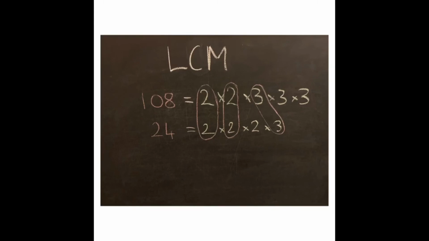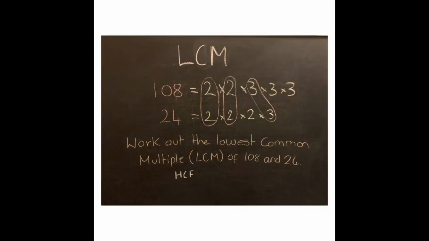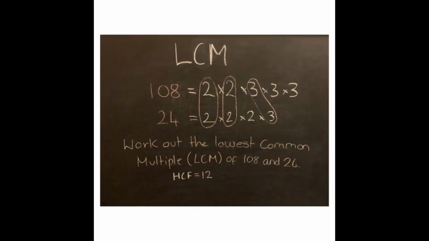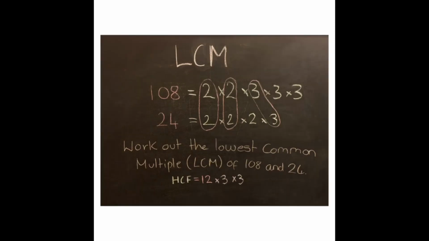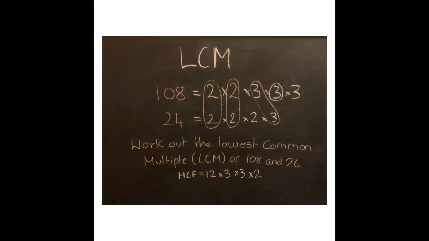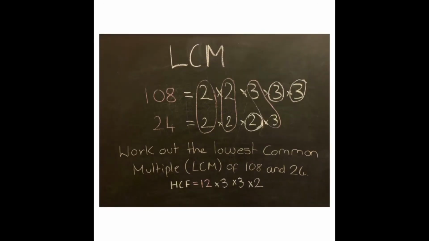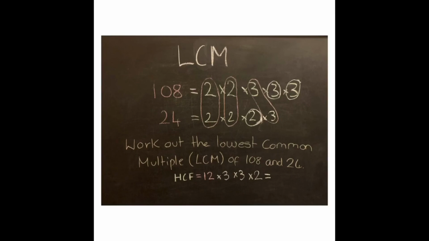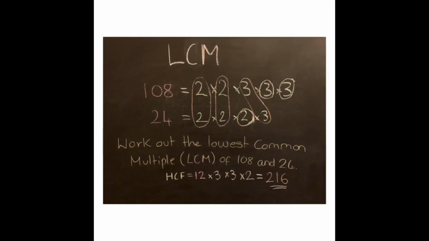So here we continue to use the answer we got for the highest common factor, which we got as 12. Now what we do is we times this by the ones that we haven't used. So we haven't used the 3 or the other 3 and the 2. So we times that all by the 12. So I've circled it here, so we didn't use the 3 or the 3 and the 2. So we do 12 times 3 times by 2, which is then equal to 216. And that is our answer for the lowest common multiple.